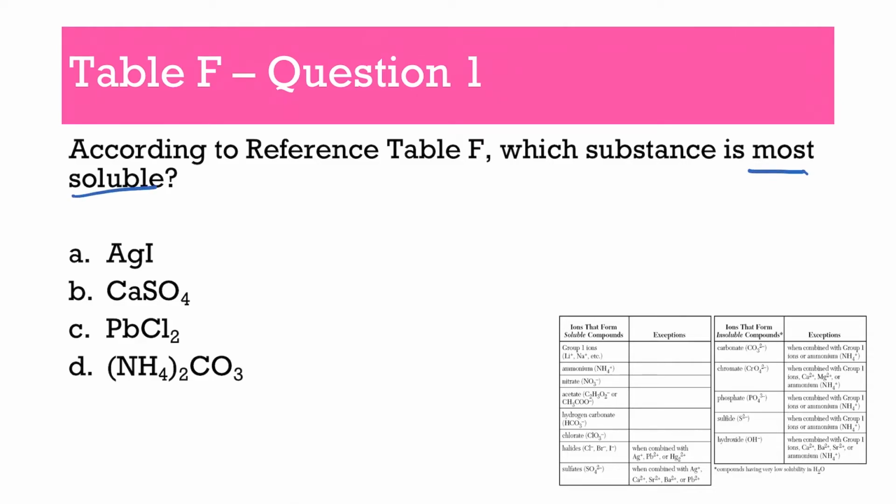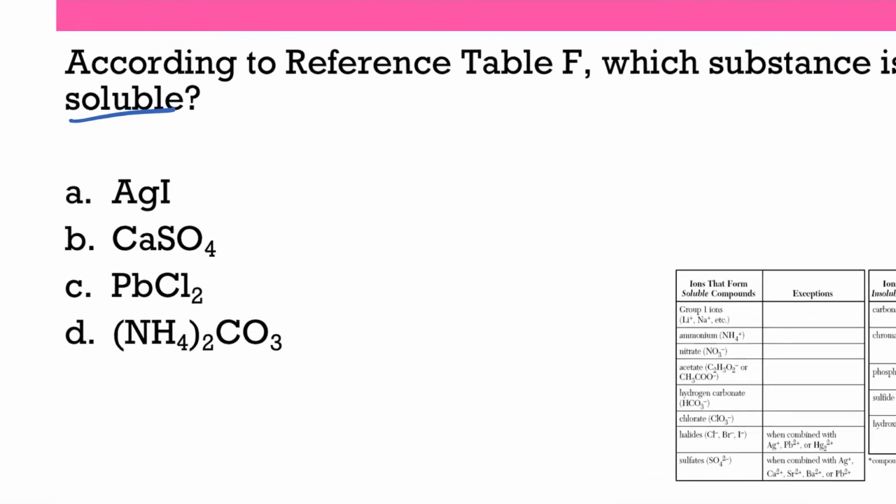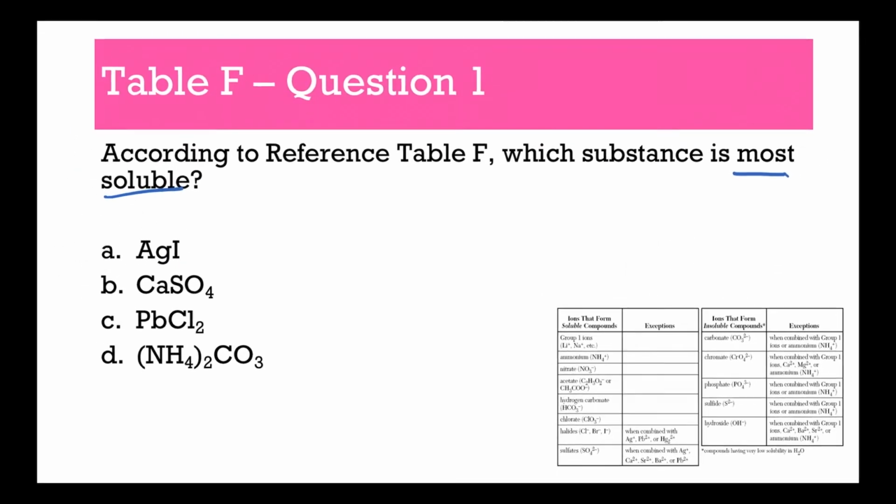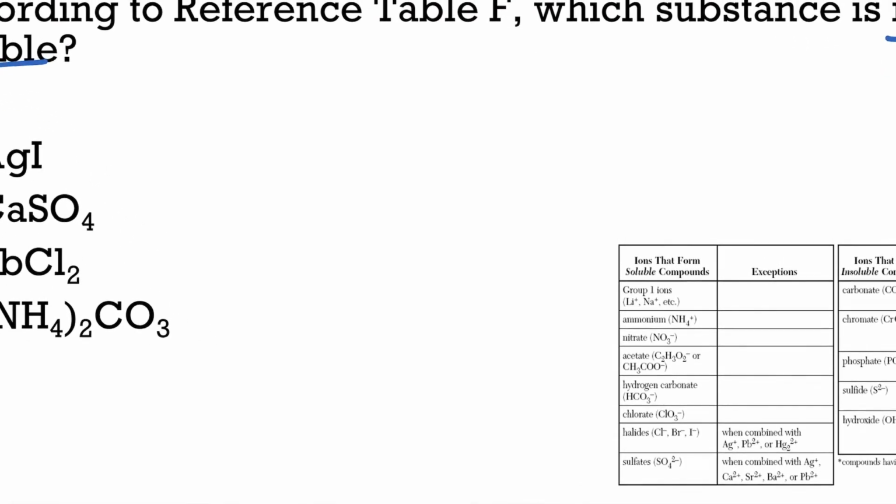So when it says most soluble, generally 3 out of the 4 will be insoluble, and then you have that one soluble one. So finding the one that's different. You're going to want to look at each one of these answer choices. And so our first one is AgI.